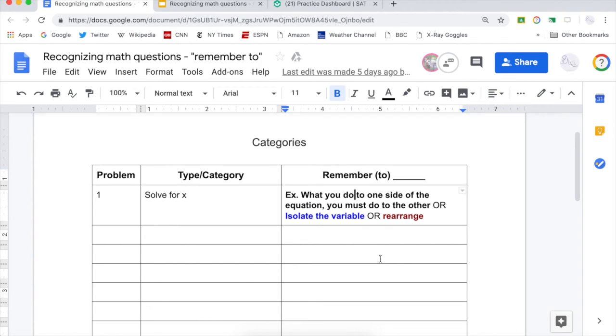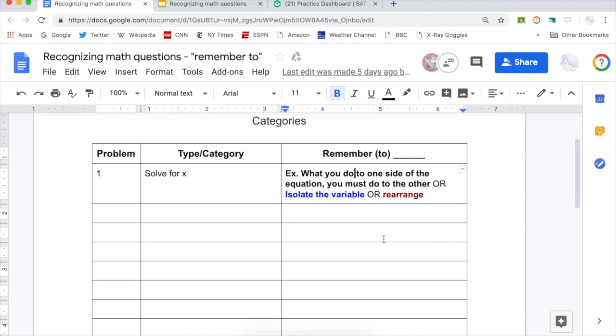So we can work through this chart, we can come up with questions for a math teacher, and we can even find places on Khan Academy where you can practice some of the problems that you're struggling with, maybe recognizing, or we can find you some strategies to write in your Remember To column.